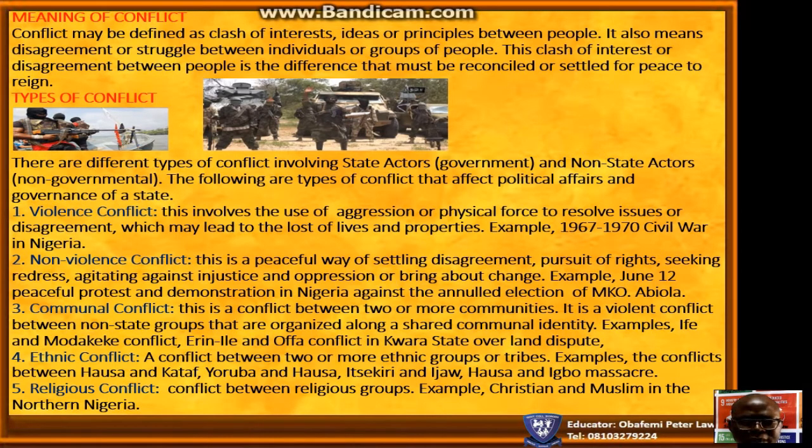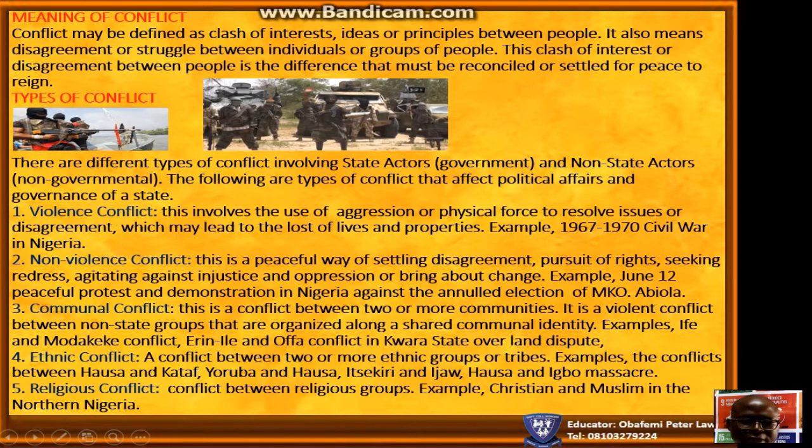We have different types of conflict. In fact, there is a conflict in the place of work organization. But the types of conflict we are going to look at is the conflict that affects the corporate existence of the state or that affects the political dimension of a country. So we have violence conflict.